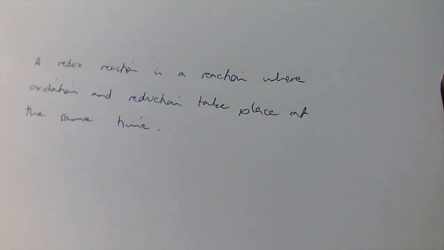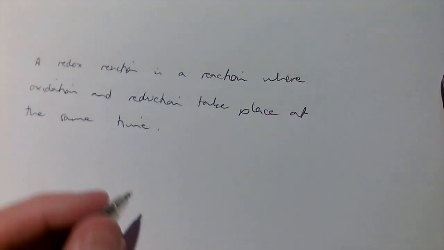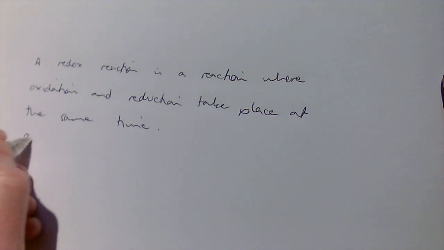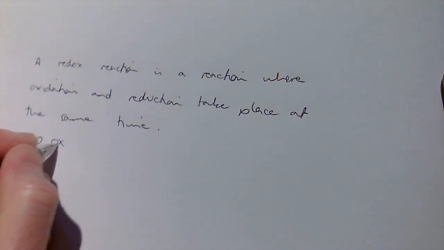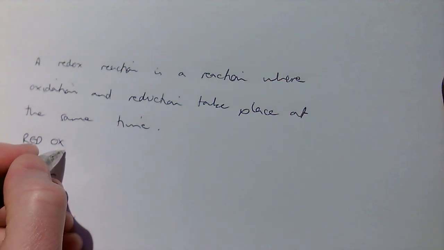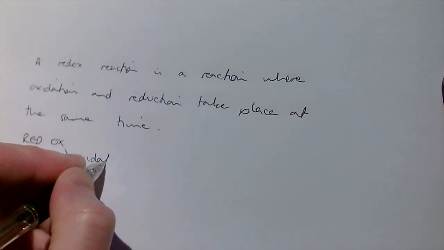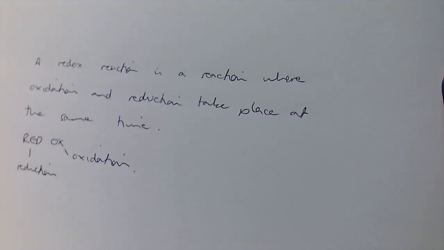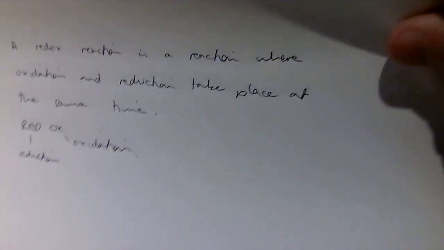Really, the term redox tells us the whole story. So if we look at it, redox, or as some people call it, redox. The red bit is the reduction and the ox is the oxidation. The best way to understand this really is to first of all know what you're looking for in your equation. So let's write those down now.